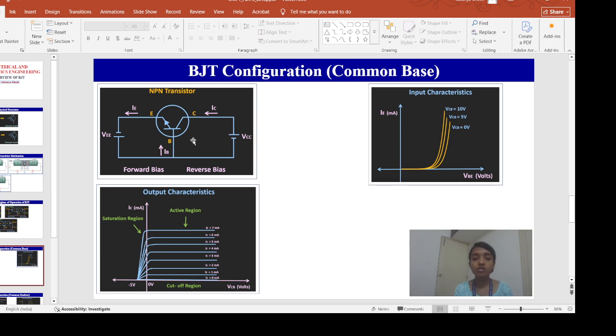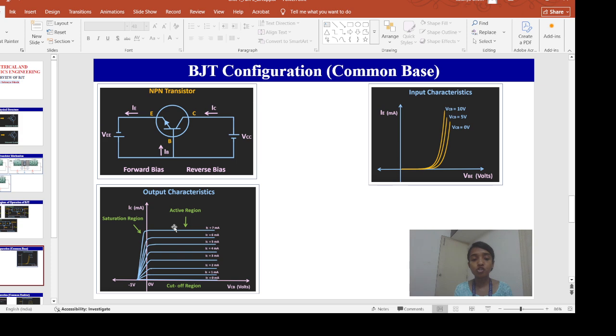Now, how will we draw the output characteristics? Output current versus output voltage for different values of input current. So what is my output current? IC. What is my output voltage? VCB. What is my input current? IE. So that's what we have drawn: IC, which is in milliamps, versus VCB in volts, for different values of IE. And this IE is also in milliamps.